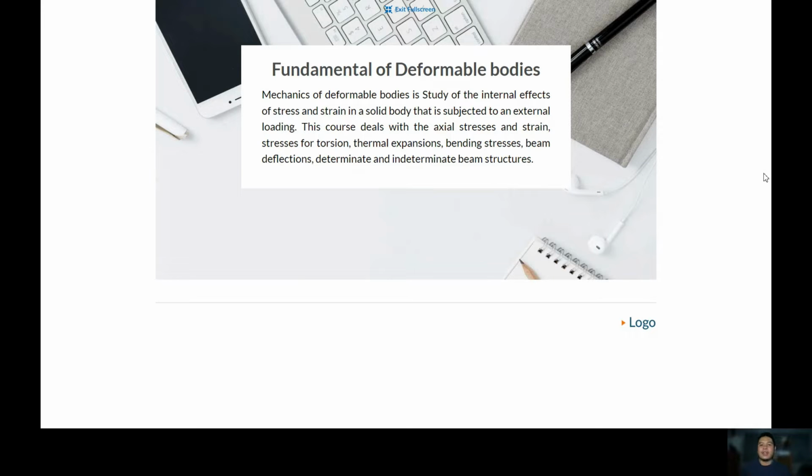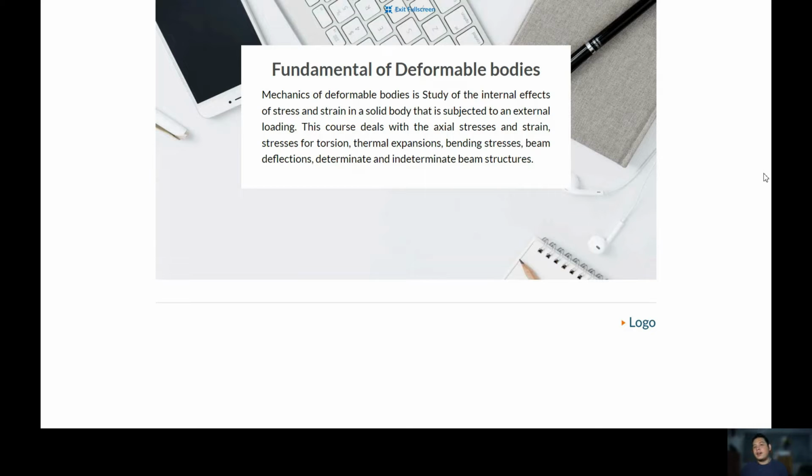This course deals with the actual stresses, strain, and stresses for torsion, thermal expansion, bending stresses, beam deflections, and indeterminate beam structures. So basically, the focus of this subject is the relationship of stress and strain and how it affects a material, not just any structure, for example the beams themselves. It may apply to all materials.